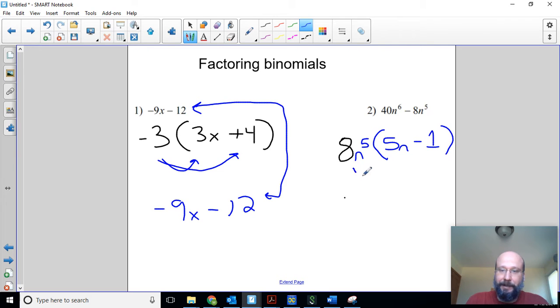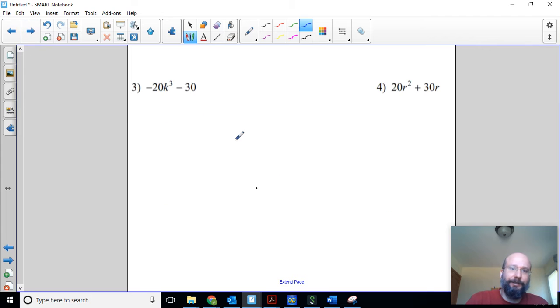And again, if I was to multiply 8n^5 by 5n and then multiply this, minus 8n^5, I would get the same thing. I'm going to do some more examples. So hopefully the more I do, the more it'll make sense.